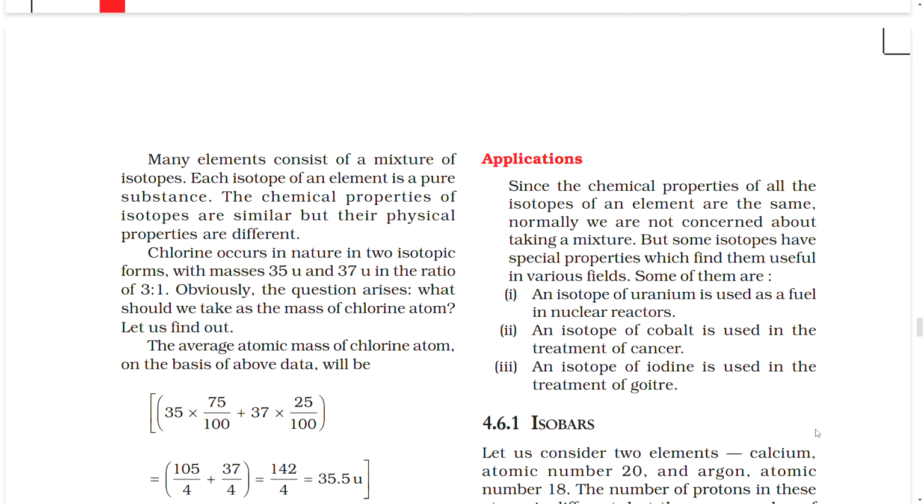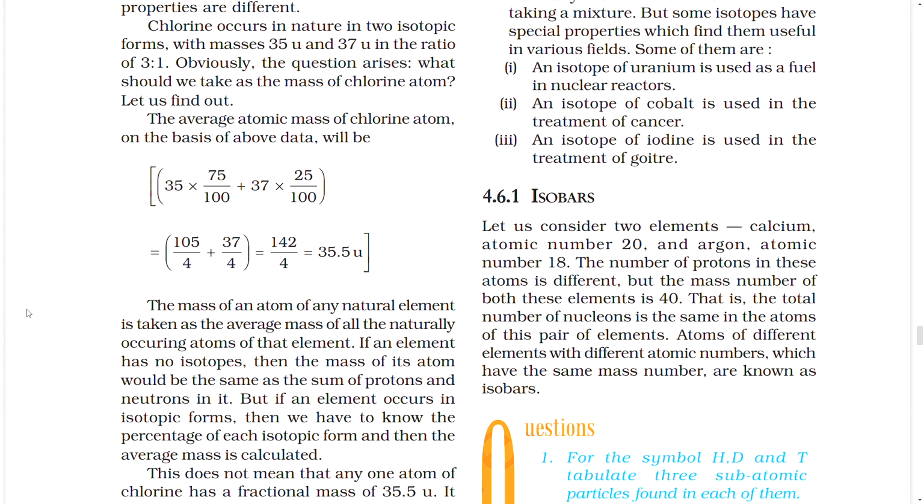Obviously, the question arises: what should we take as the mass of a chlorine atom? Let us find out. The average atomic mass of a chlorine atom on the basis of the above data will be 35 × 75/100 + 37 × 25/100 = 105/4 + 37/4 = 142/4 = 35.5 u.